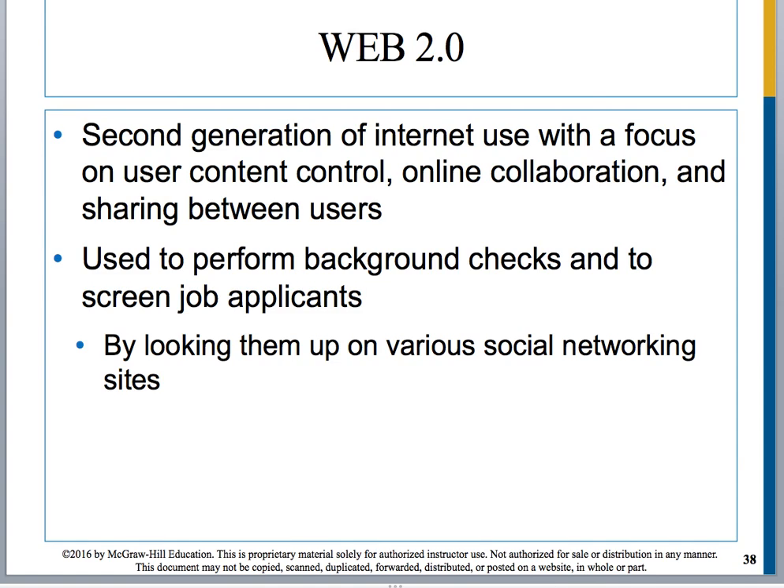Web 2.0 is a second generation of internet that focuses on user content control. You have a lot of online collaboration. You can share information and data between the users, and it's used to perform background checks and job screening, because now you can look them up through various social networking sites. So understand that if you use your real name and your email address on any of your social media sites, you have HR professionals and corporate recruiters that use those sites to be able to find out what you're doing and sharing online.